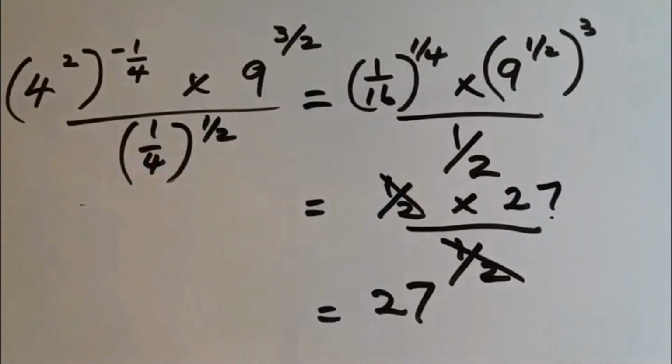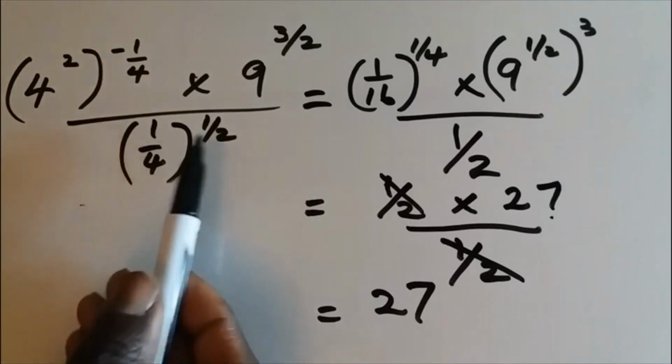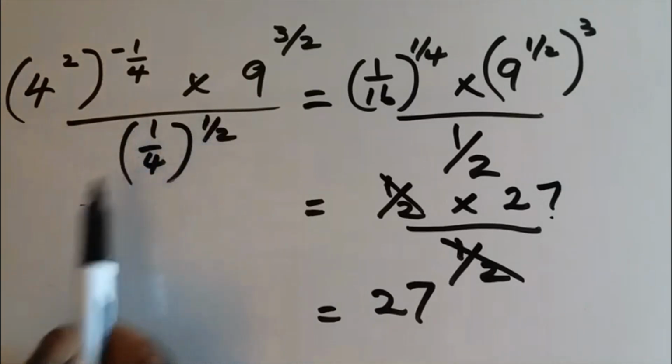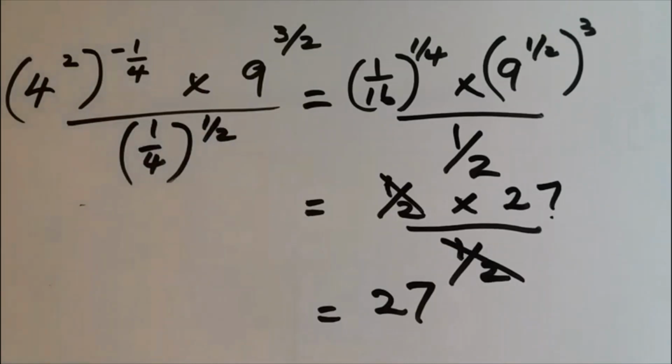Making it a lot easier to evaluate, and in the denominator we're taking the square root of a quarter. In fractions you take the square root of the numerator and also the square root of the denominator. This half, or this square root, applies to both numerator and denominator. That gives you a half. Cancels with a half from this expression, and we're left with 27.